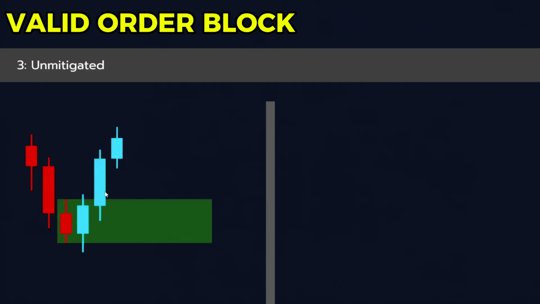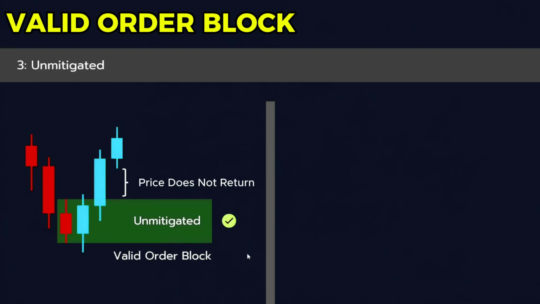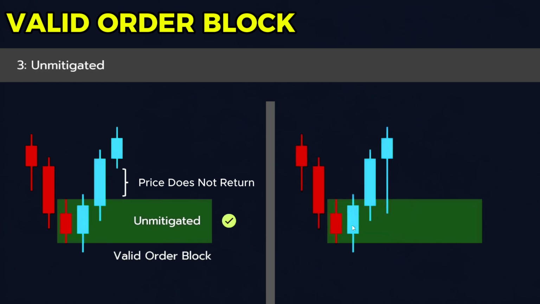The third gain is called unmitigated. A good order block must not be used. For example, the graph on the left-hand side. The price is rising and rising. We got an order block. After that, there is a space of price. Notice that the price did not return. When the price doesn't go back, it won't hit the order block. That means that this order block is not yet in use. Can be used in the future.